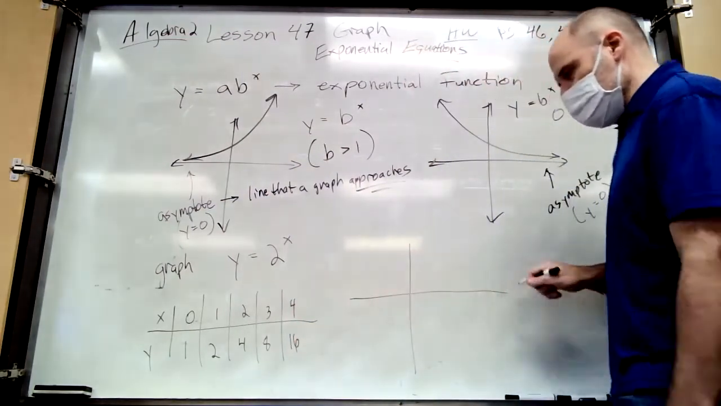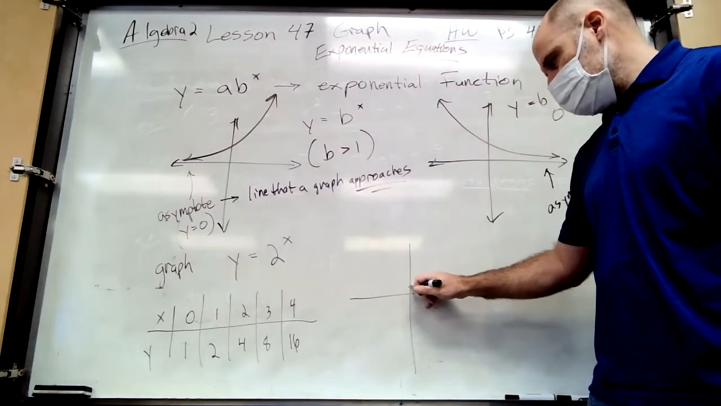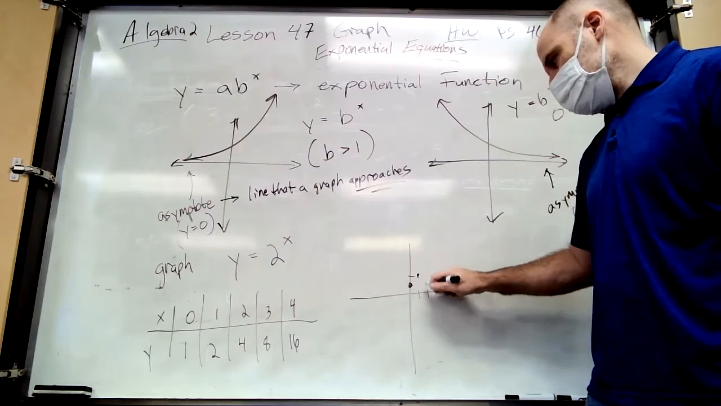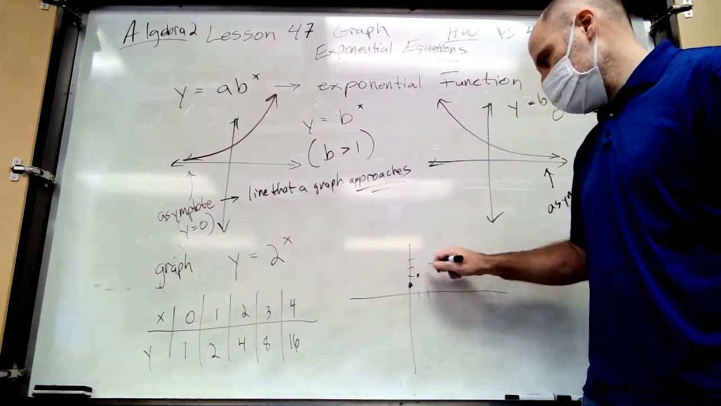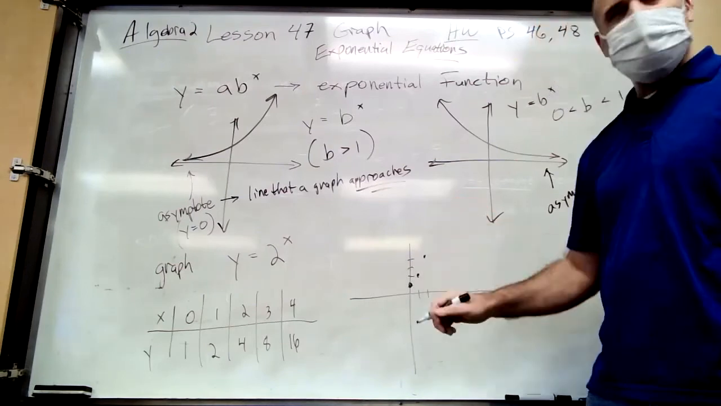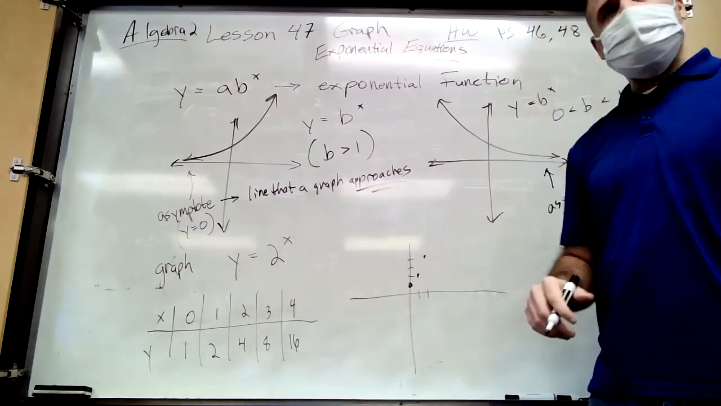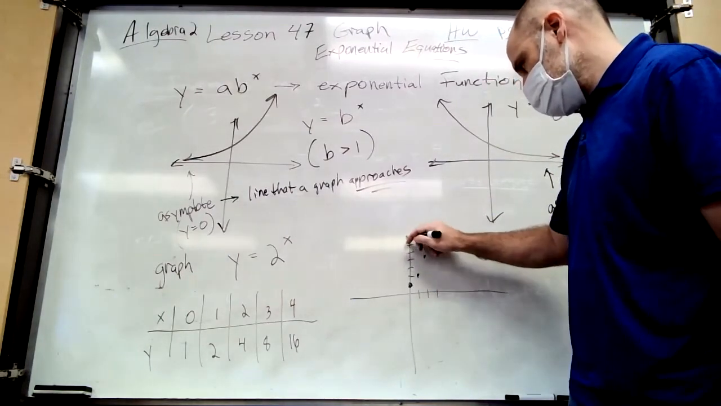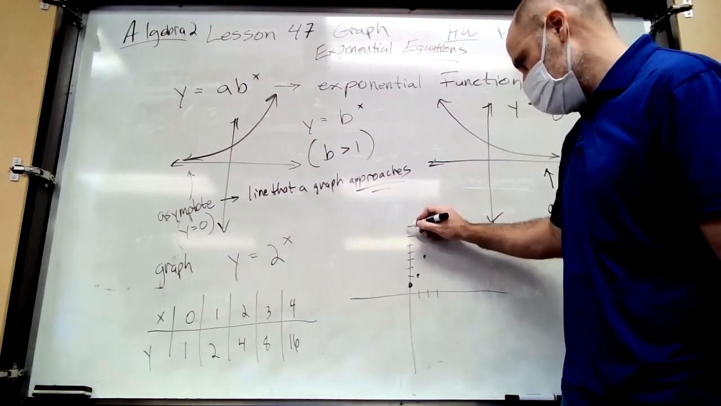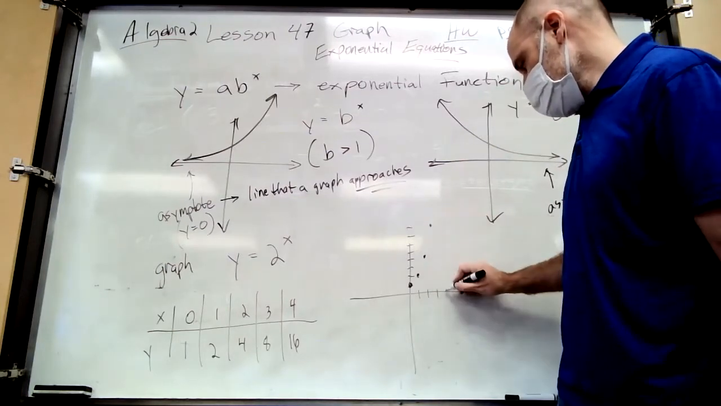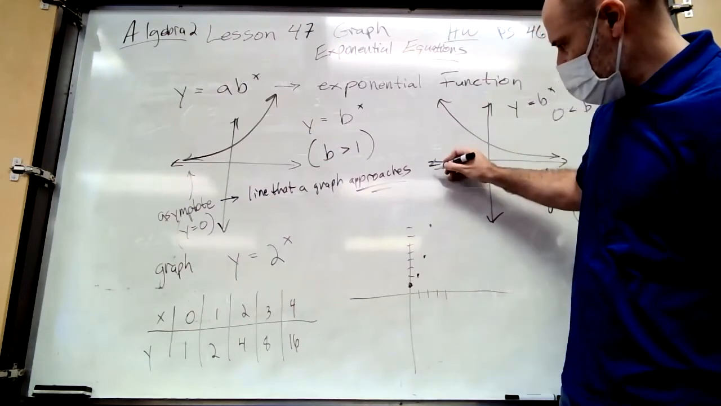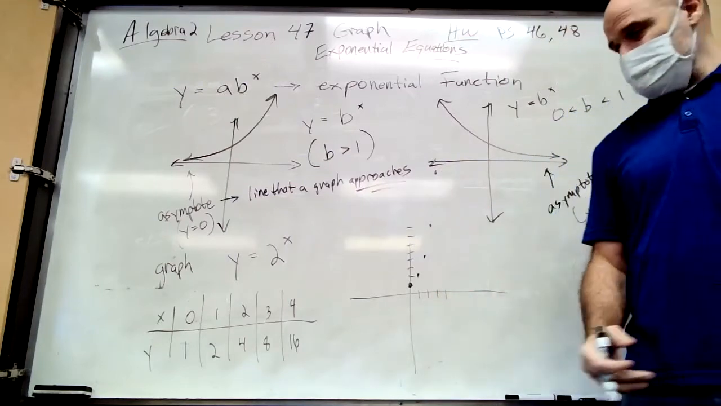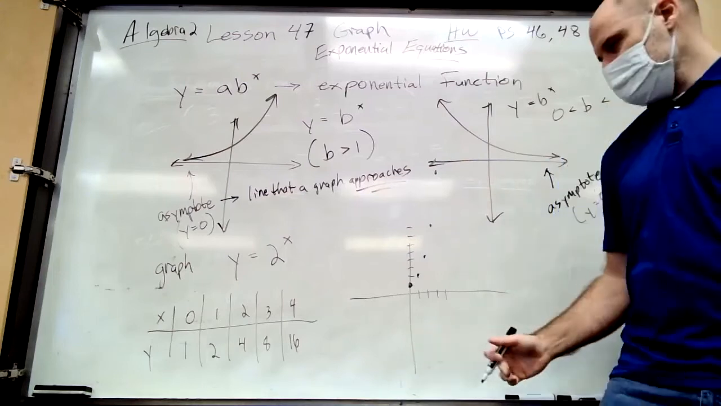So if I graph this, no problem. 0 goes to 1, right there. 1 goes to 2. 2 goes to 4. So it kind of looks like the other end of a parabola right now, but this is where it gets crazy. 3 goes to 8. And then 4 goes to 16, right? But now we have to go the other way, because right now it kind of looks like a parabola. So let's go the other way.